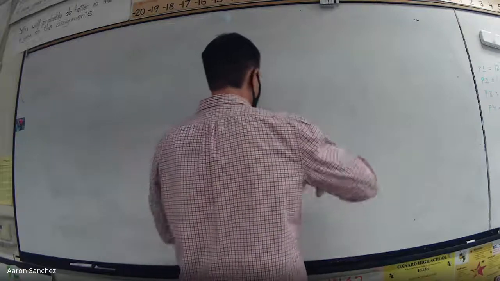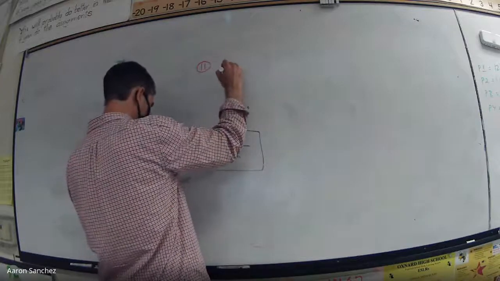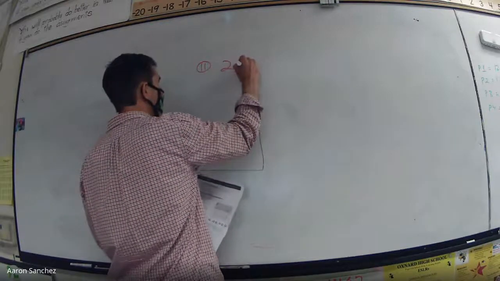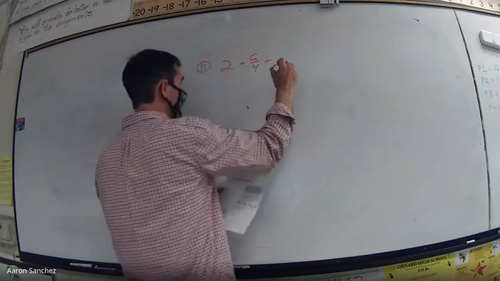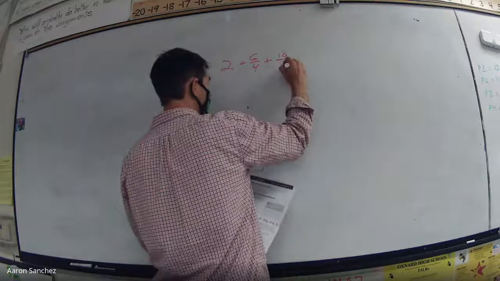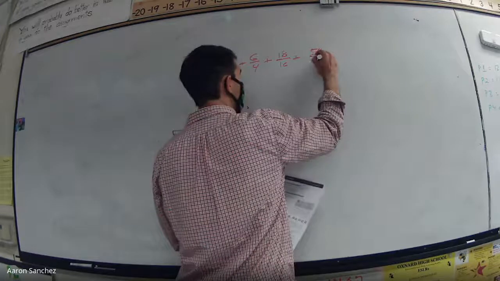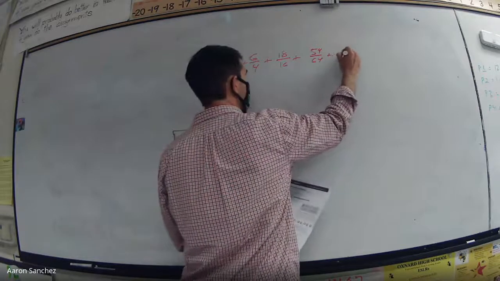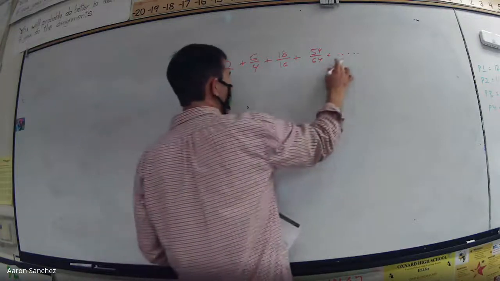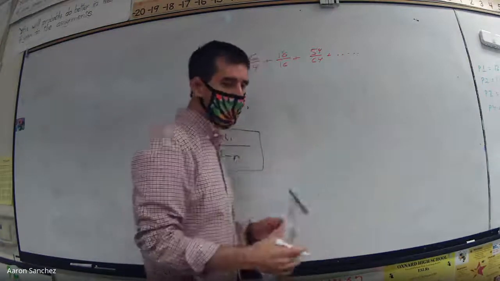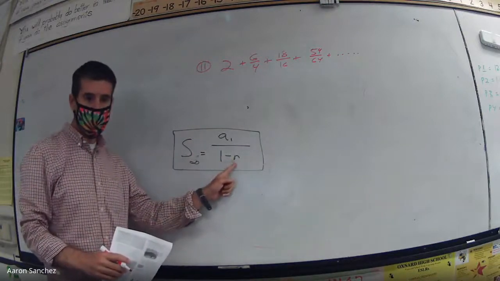Number 11 asks us to add these up: 2 plus 6 fourths plus 18 over 16 plus 54 over 64 plus that. Okay, so this means it goes on forever. So we have to figure out our two things. What is our first term and what is our common ratio?